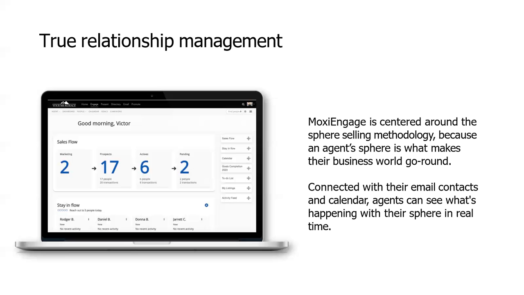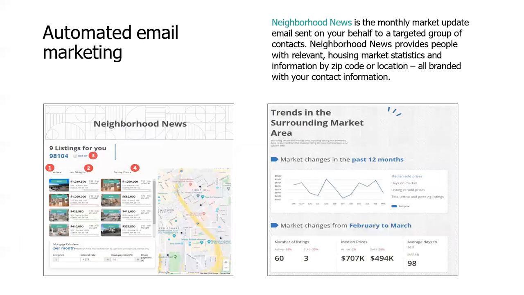There's also some automated email marketing and action plans built into the software. There are lots of tools, but one of the tools Moxi has is called Neighborhood News. It's one of the ones I found most interesting. It's an automated email marketing component built into Moxi Engage. It's easy, and it's one of those set it and forget it tools.